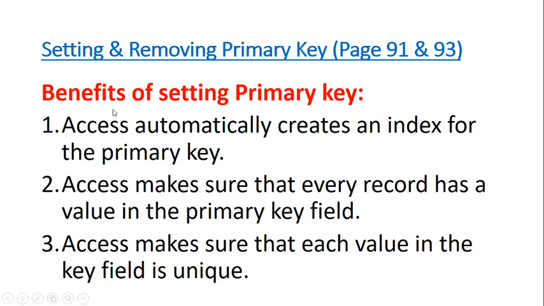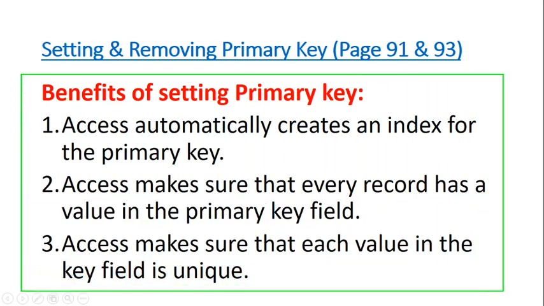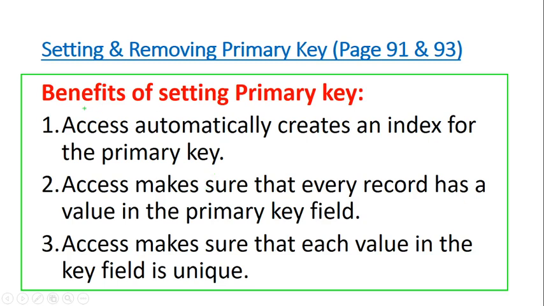Let's go back. What are the benefits of setting a primary key? These are the benefits, or the advantages, of setting a primary key. The first advantage: Access automatically creates an index for the primary key. Then Access makes sure that every record has a unique value in the primary key field. Access checks every value in the primary key field. And number three, Access makes sure that every value in the field is unique. So all these are benefits, advantages.